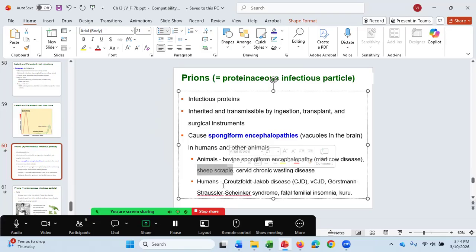In humans, we don't call it bovine spongiform encephalopathy. We call it Creutzfeldt-Jakob disease, Gerstmann-Straussler-Scheinker syndrome, and I could be butchering that name, I'm not German, fatal familial insomnia, and Kuru. Any question about any of these? All of these are diseases caused by prions.